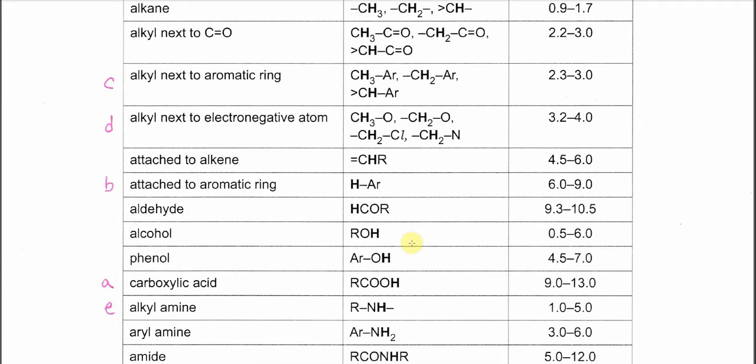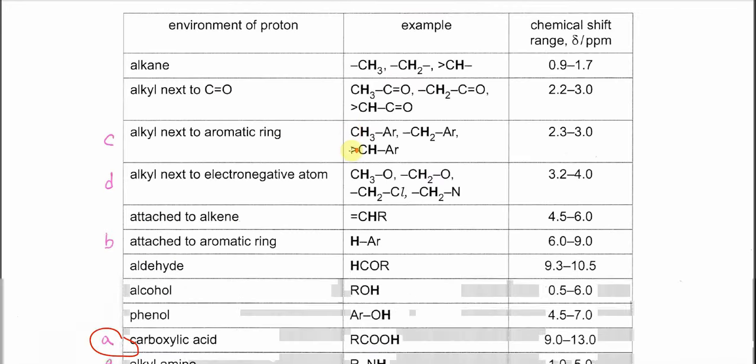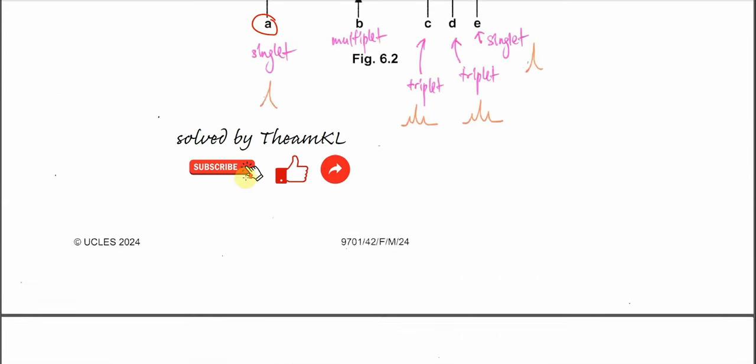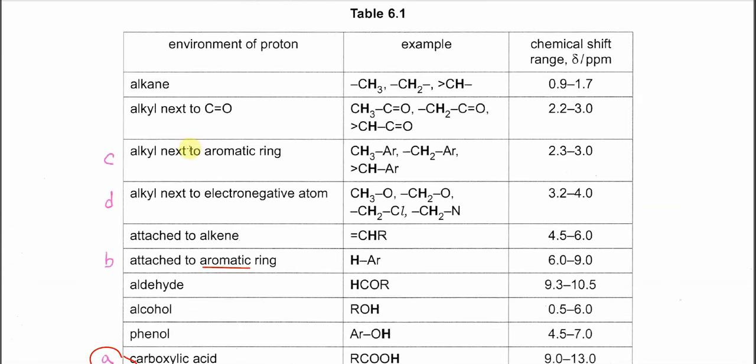Okay, so now let's move on. We will check one by one. A is the carboxylic acid. The chemical shift is 9 to 13 ppm. How about B? B is the protons on the benzene ring. The protons attached to the aromatic ring are 6 to 9 ppm. How about C? C is the proton next to the aromatic ring, an alkyl next to the aromatic ring, so it has a chemical shift of 2.3 to 3.